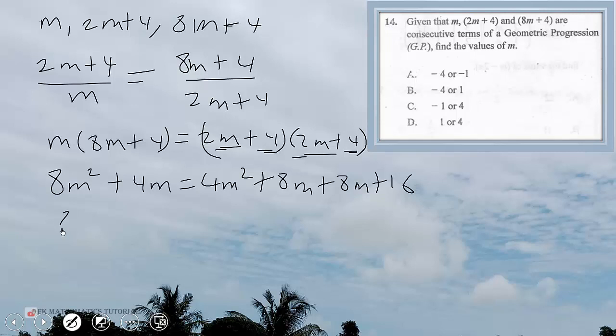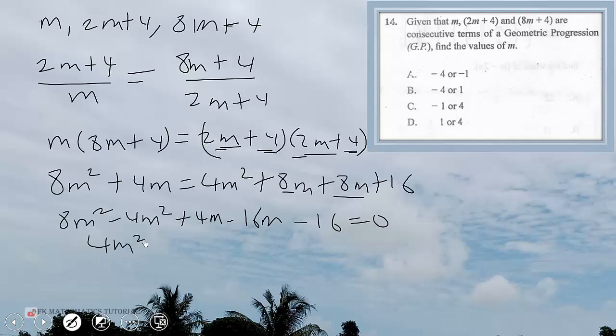So we get 8m squared minus 4m squared, then we have plus 4m minus 16m, because 8m plus 8m will give you 16m, minus 16 is equal to 0. So 4m squared minus 12m minus 16 will be equal to 0. Divided through by 4, we'll get m squared minus 3m, then minus 4 is equal to 0.